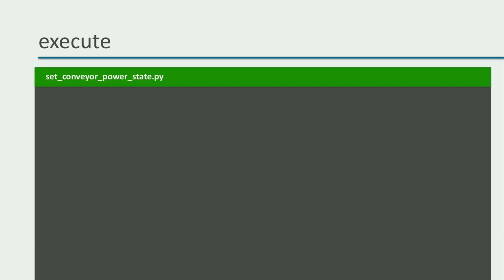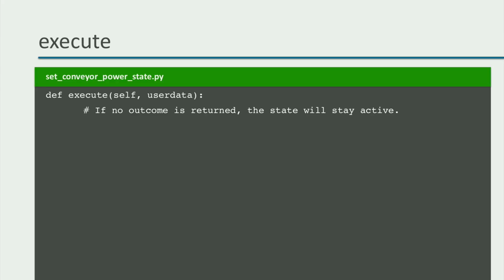This outcome of a state is typically determined in the execute function. This function also takes the user data as an argument. Execute is called periodically at a default frequency of 10 Hz after the onEnter method, while the state is active, that is, only until it returns an outcome. The execute function is used to evaluate conditions to decide whether the state can return any of its outcomes. So in our case, we check if our request to set the conveyor power was successful.